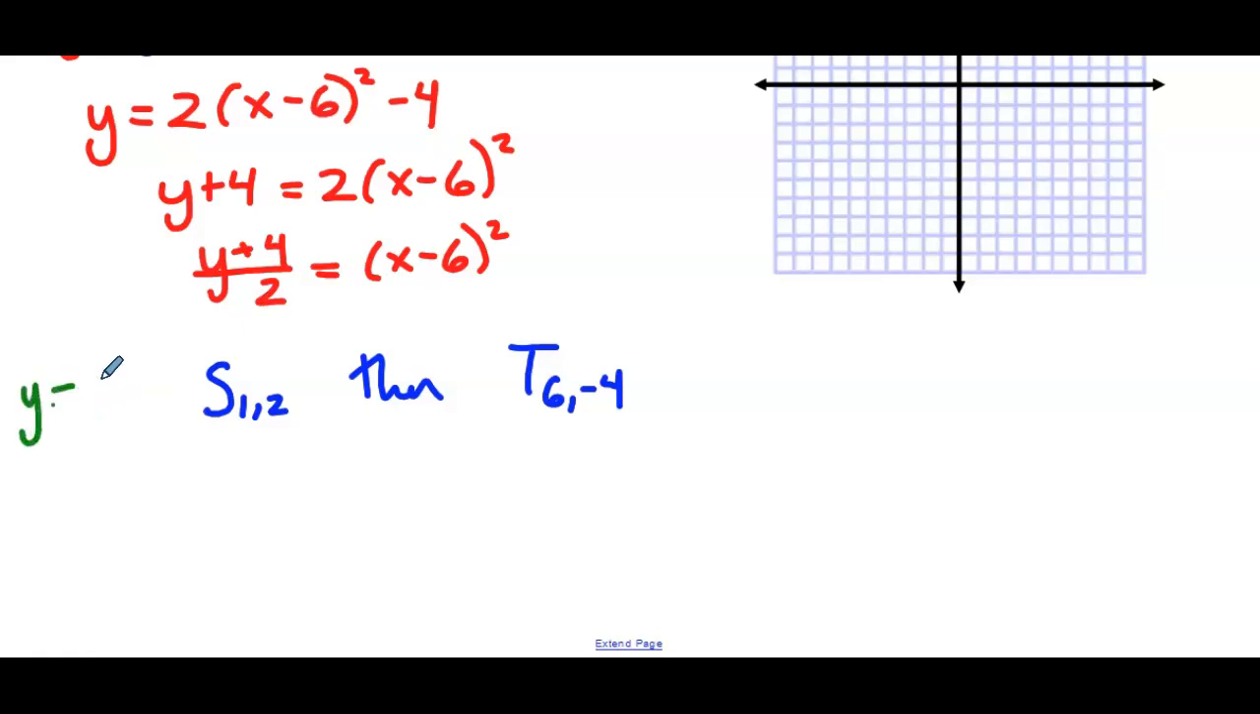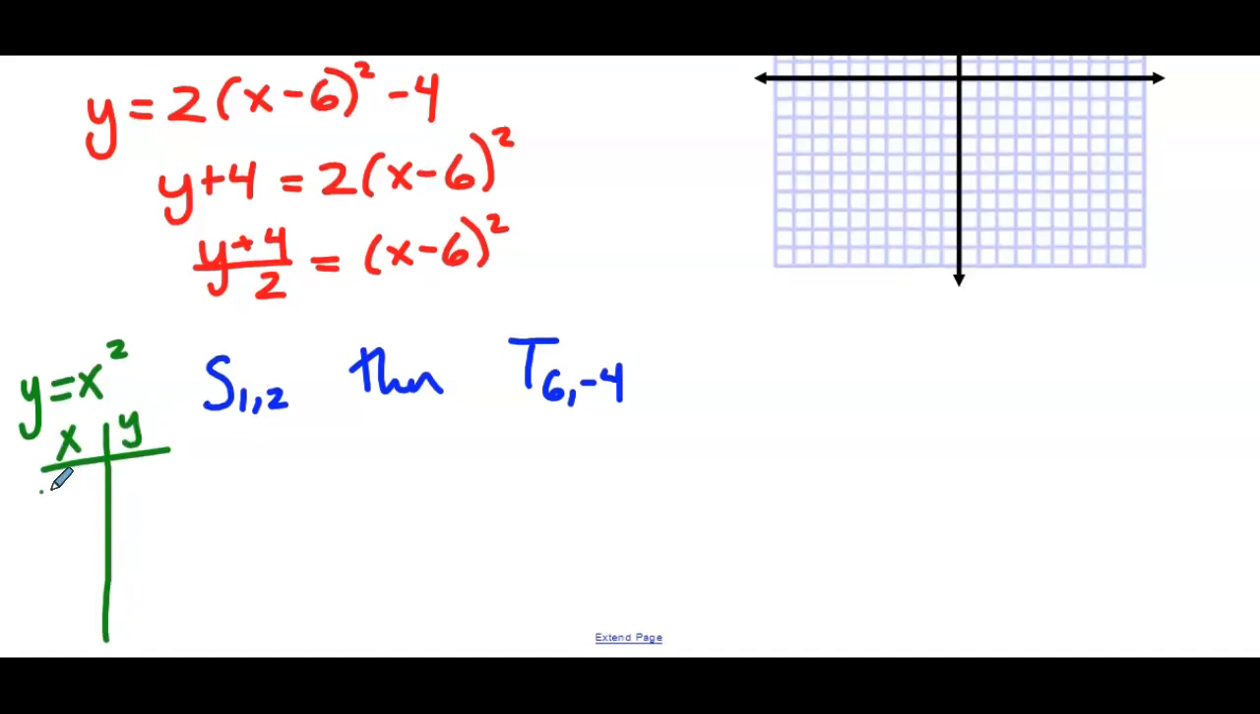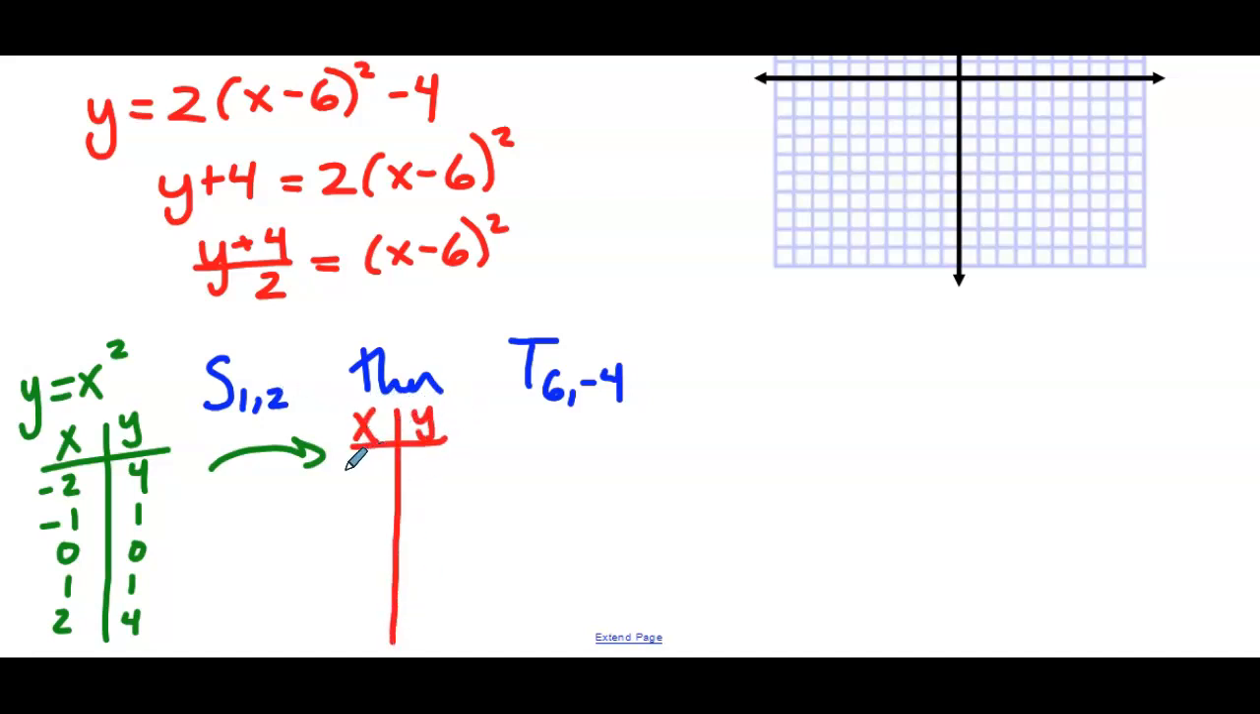Again, we're going to start with the points on our parent function. So negative 2, negative 1, 0, 1, 2, 4, 1, 0, 1, 4. Okay, first up, we're going to scale it. Okay, so we're multiplying every y value by 2. So -2, 8, -1, 2, 0, 0, 1, 2, 2, 8. And then we're going to follow that up with a translation.